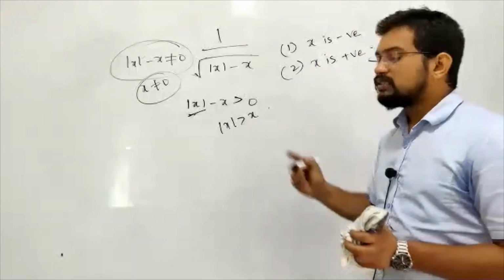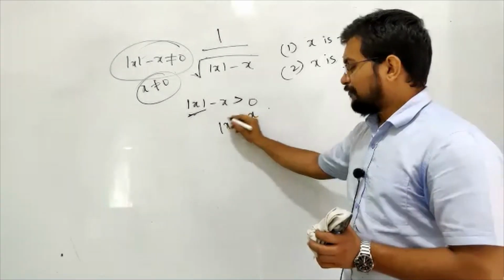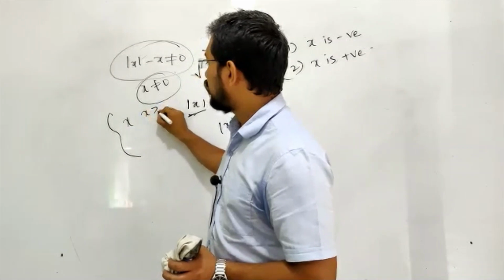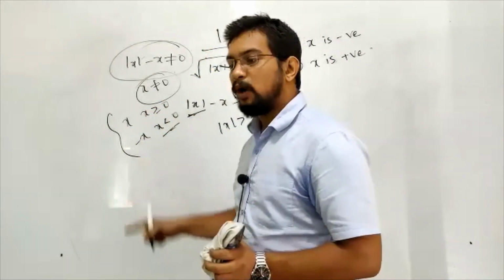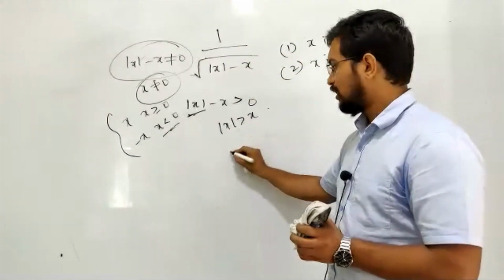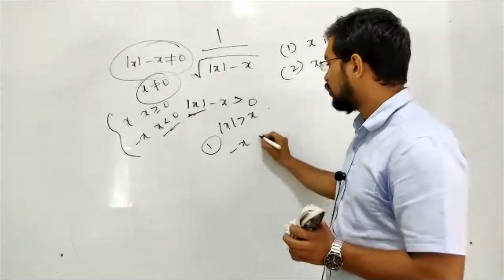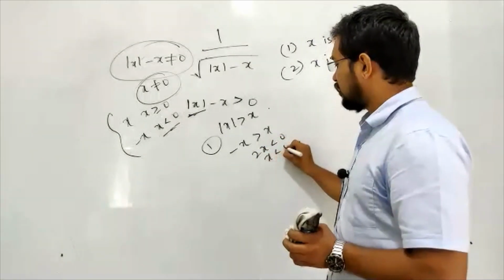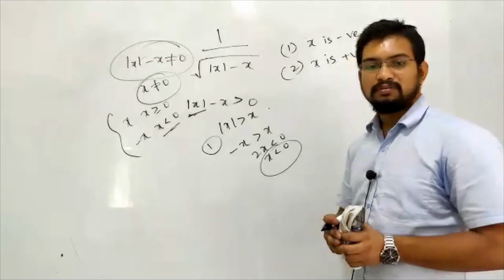Now, if mod x is greater than x, and x is negative, what is the case? When x is negative, the modulus of x function is x when x is greater than or equal to 0, and minus x if x is less than 0. Since x is negative, substitute the modulus function as minus x. Minus x is greater than x. You'll get 2x is less than 0. It means that x is less than 0.